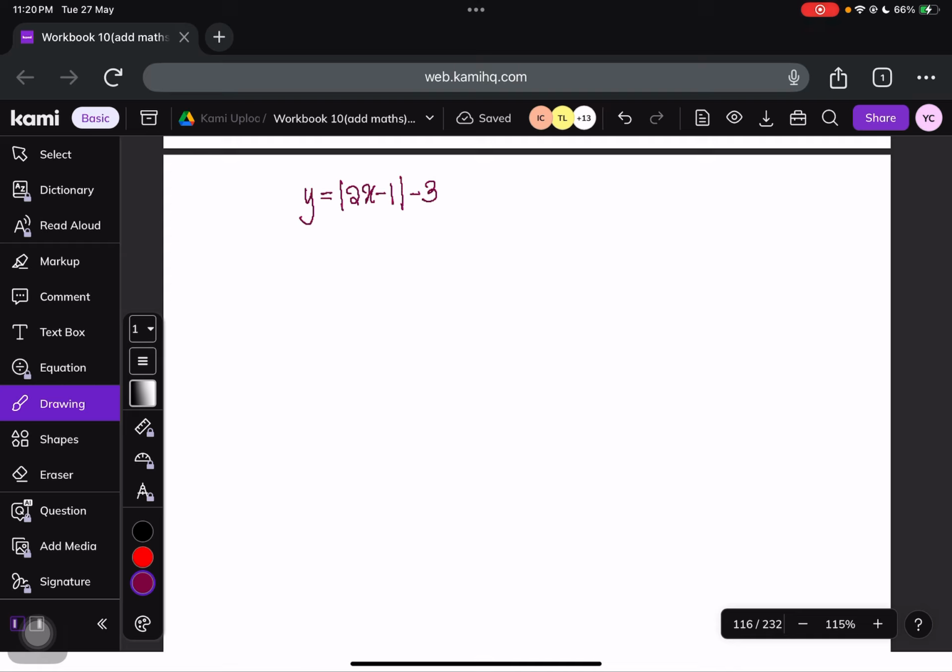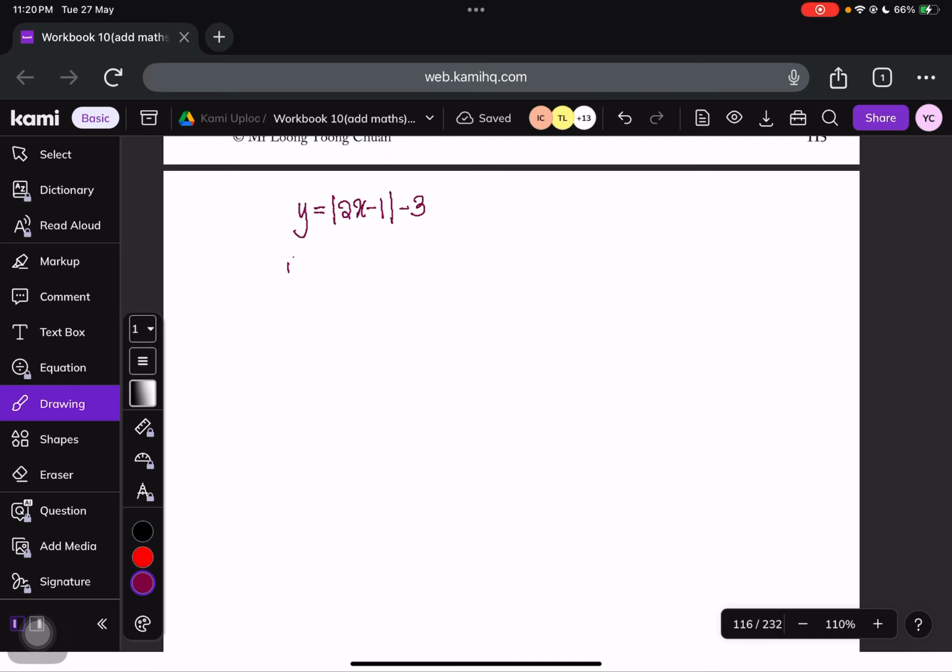First things first, we need to determine the vertex. That's what we're going to do all the time, correct? We determine the vertex. So what's the vertex here? The vertex here is (1/2, -3) because of the minus 3.